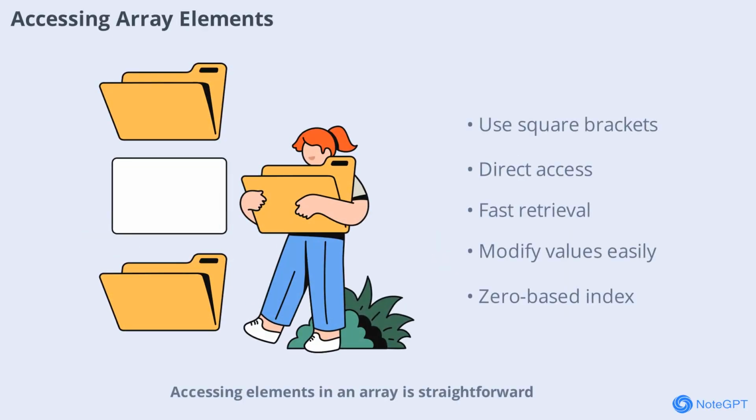Accessing elements in an array is straightforward. You use the array's name followed by the index in square brackets. For example, numbers[2] retrieves the third element in the array. This direct access is one of the main reasons arrays are so popular. It allows you to quickly read or modify any value without looping through the entire structure. Just remember that indexing usually starts at 0, so always double-check your indices.